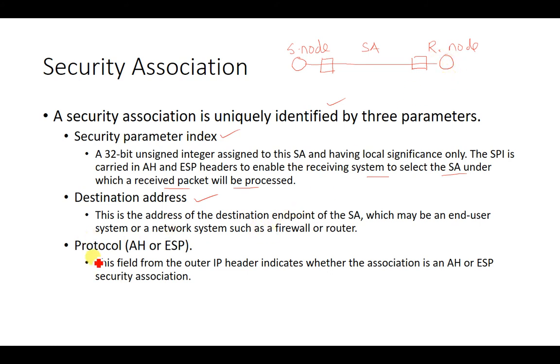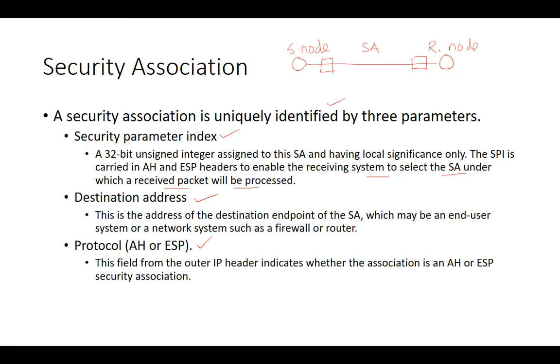Then the last one, protocol. Which protocol is associated with your security association? Whenever the association is established, which protocol are we using, either AH or ESP? Whatever we have used, accordingly the decryption algorithm must be taken care of, or the decryption will be done at the R node side. Fine, this is all about your security association.